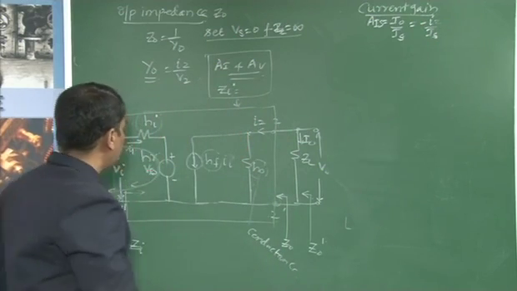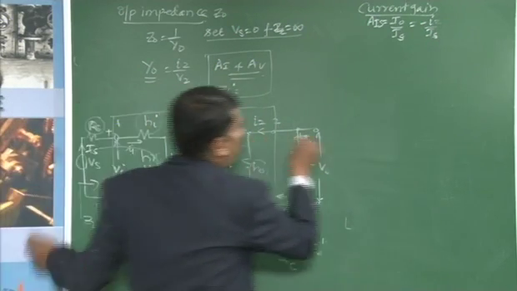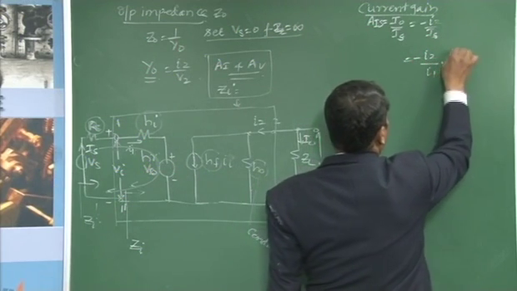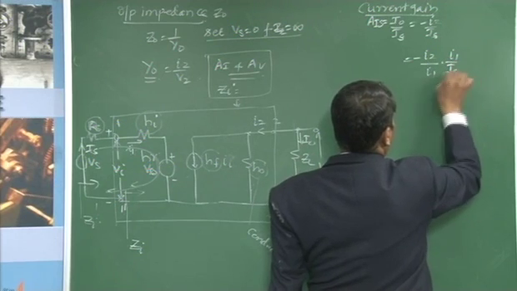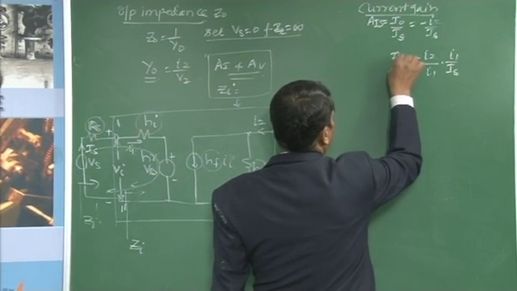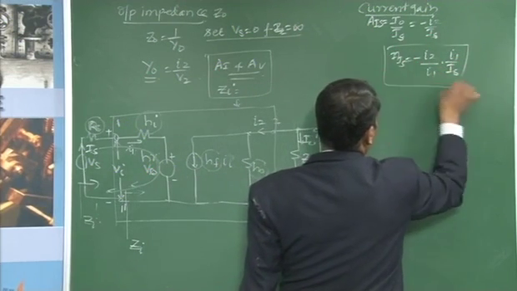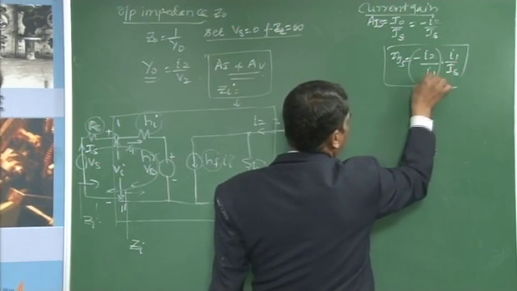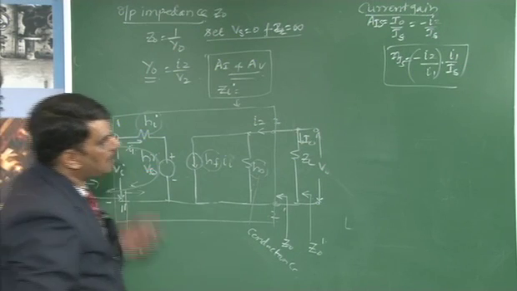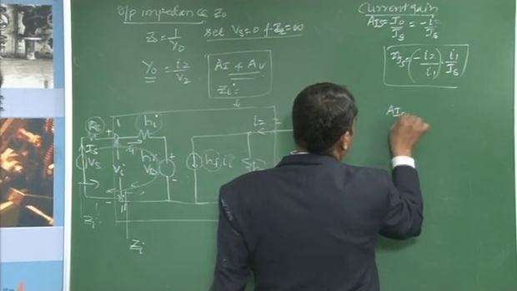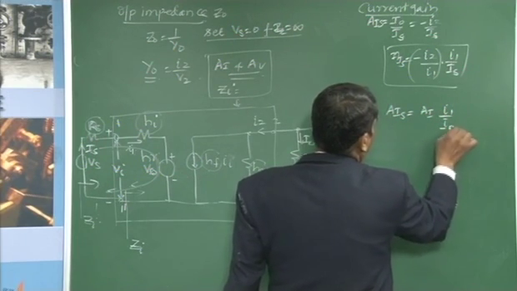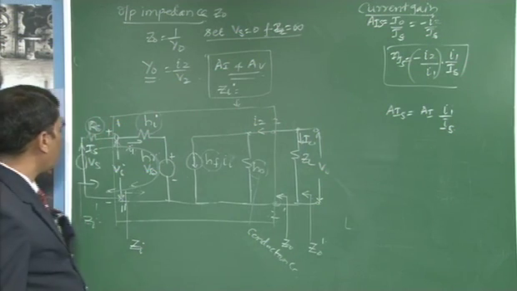We know the relation between I2 and I1. This can be written as minus I2 multiplied and divided by I1, times I1 by Is. This is your AIS. We know that minus I2 by I1 is the current gain of the transistor without the source resistance Rs. Hence AIS is equal to AI into I1 by Is. And how do you determine this?